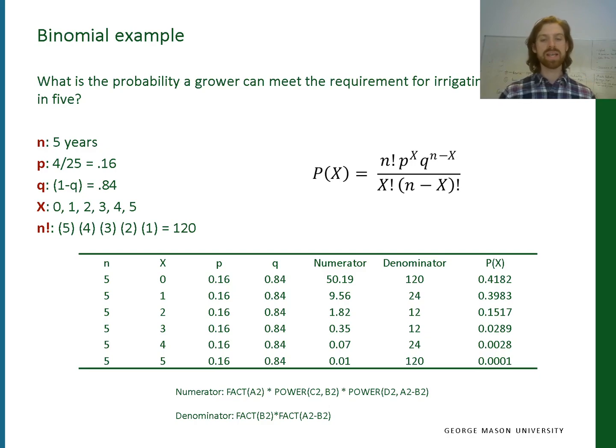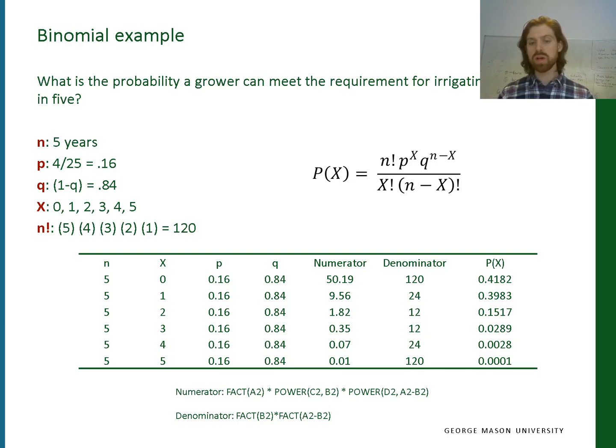So what I've done is I've put in the first 4 columns the n value, which is 5, the different x values, and then the probability and the complementary probability for those outcomes. And then I've calculated the numerator and the denominator separately, so you can see what those values are, and then I've calculated the actual probabilities which answer the question essentially, in the final column, px.